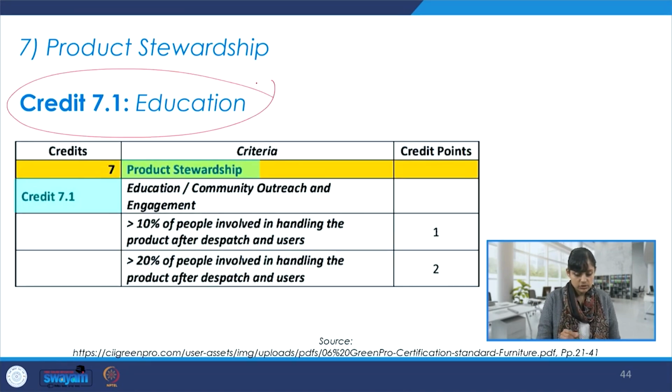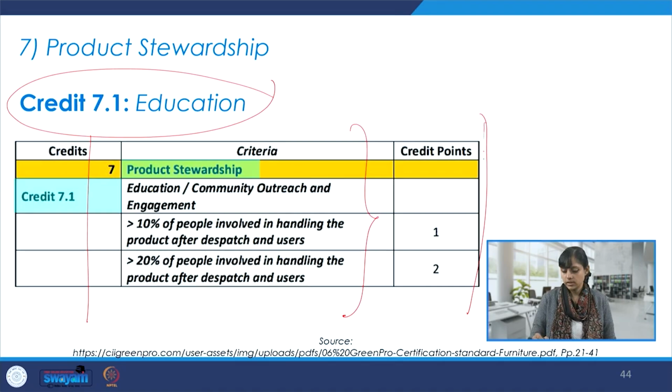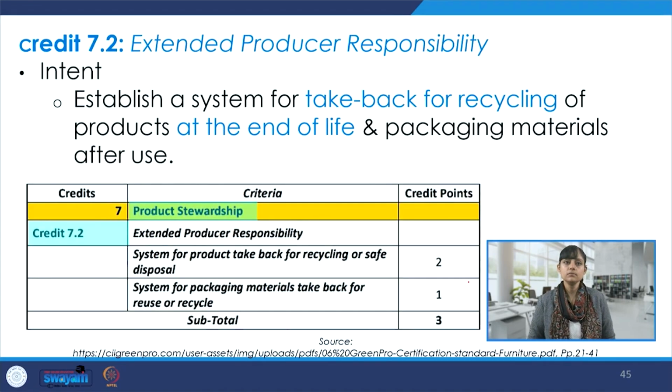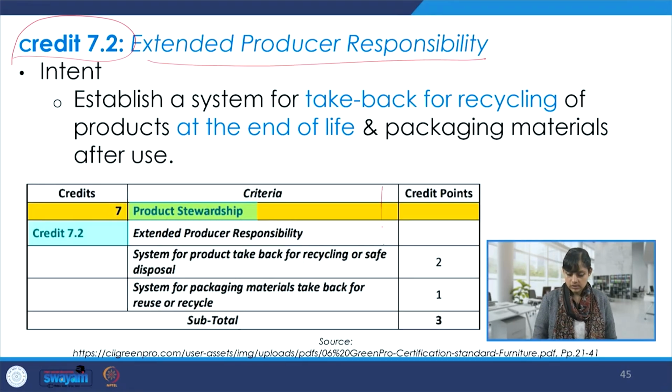Then we were talking about education, and this is the table, and this is how it looks, and the associated credit points. There is also credit 7.2, and it talks about the extended producer responsibility. The intent is to establish a system for take back of recycling of products at the end of life and packaging materials after use. So these are some important criteria and the associated credit points for 7.2, product stewardship.